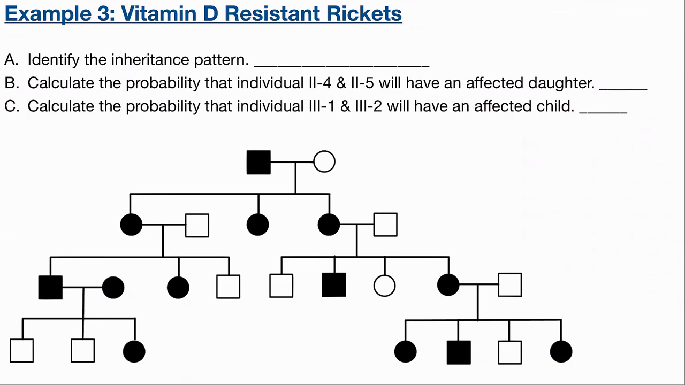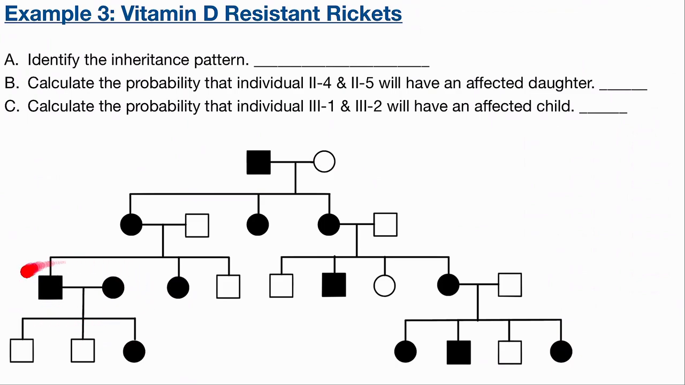Okay, example number 3, vitamin D resistant rickets pedigree. The first question once again says identify the inheritance pattern. This is a lot to go with, which is actually kind of a good thing. The first thing I always do is look for parents that are the same, either shaded in or unshaded. And I have that right here.